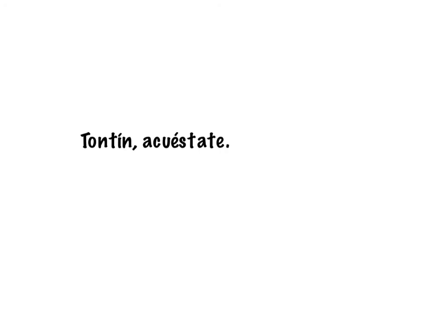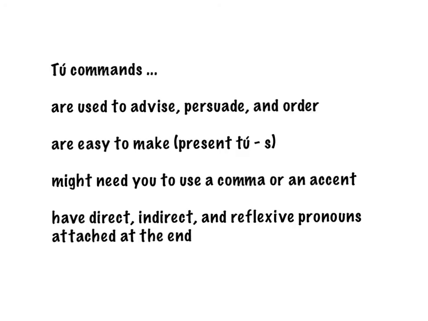Let's recap what we've seen. We know that tú commands are used to advise, persuade, and order people that we use tú with. The regular and affirmative ones are really easy to make. We take the present tense tú form and remove the s. We know that tú commands might need you to use a comma if you're talking to someone and put their name in the sentence. You need a comma, just like in English, to set them off because it's direct address. And you might need to add an accent too.